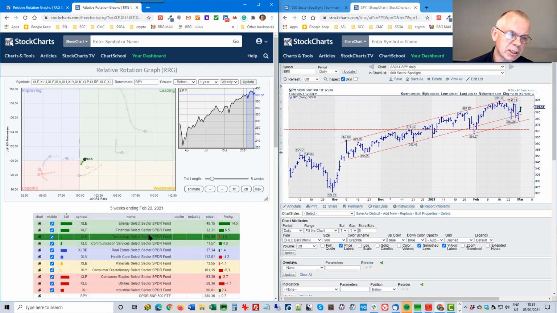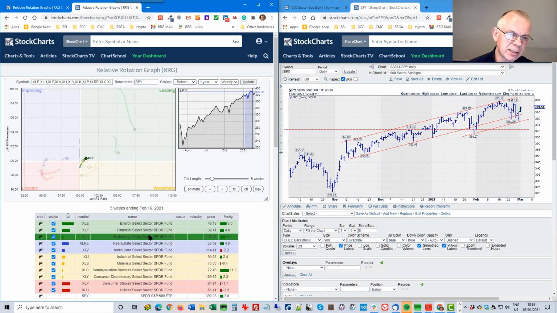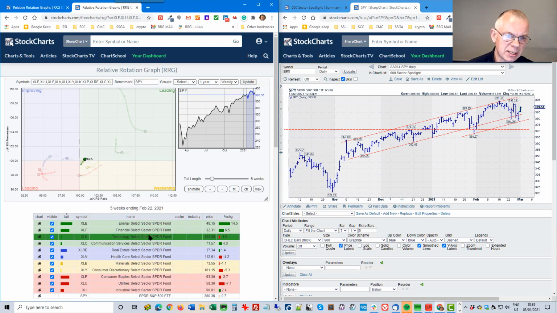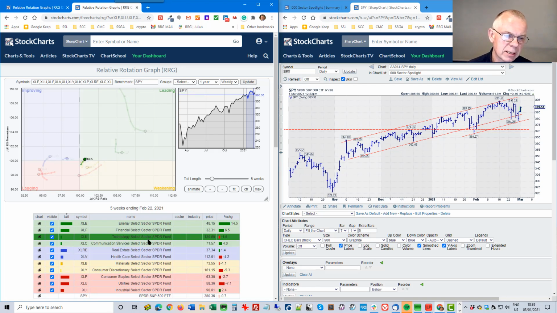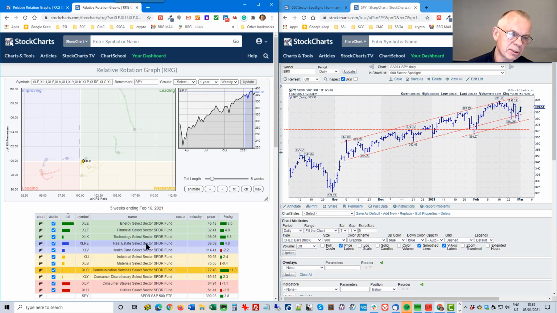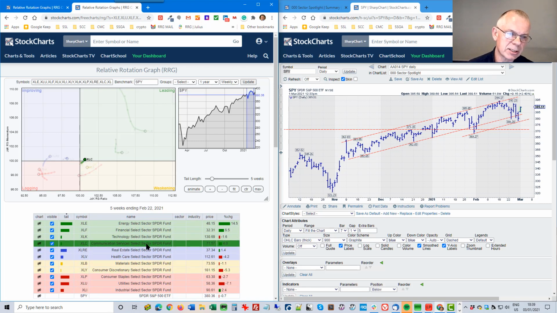If we look at technology, then you can see that it's actually jumping back, and that's not what I would like to see. So that's not a good sign for technology, and it's also on the daily losing some strength. So be careful with that one. Communication services actually following through. So that is a nice move there for communication services, still close to the benchmark. What I'm going to pay attention to is that tail lengthening. So we want to see the distances from week to week lengthening and picking up and showing strong momentum.